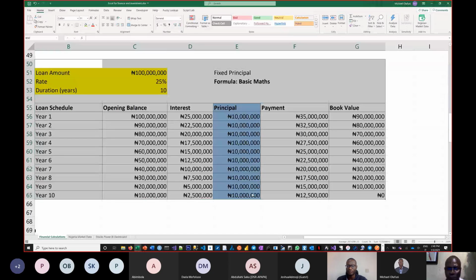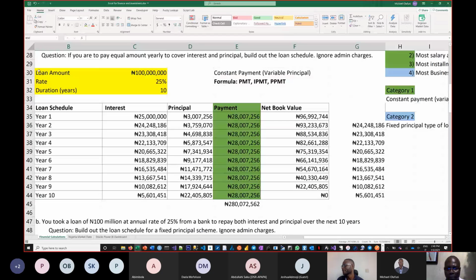The only other thing can be whether the loan has a moratorium or not. But it's not that for some people we're going to use a constant payment, and for some other people we're going to use a fixed principal. The same thing applies to the guys who use this other type. It's almost like that's the only thing they do all the time.